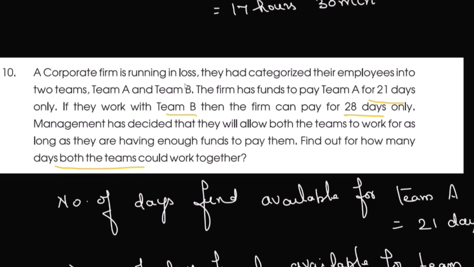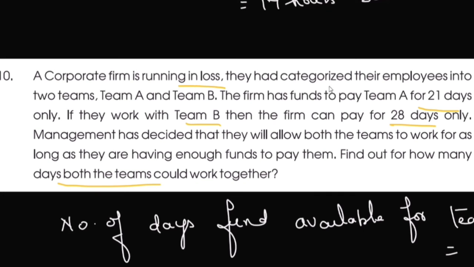Question number 10. A corporate firm is running in loss. They have categorized their employees into 2 teams, Team A and Team B. The firm has funds to pay Team A for 21 days. If Team B is working, the firm can pay for 28 days. The management has decided that they will allow both the teams to work together as long as they have enough funds to pay them. Find out for how many days both the teams could work together.